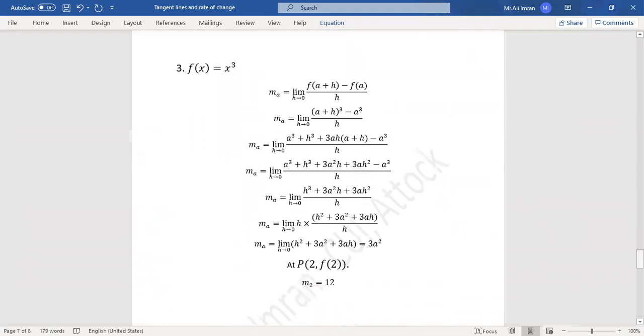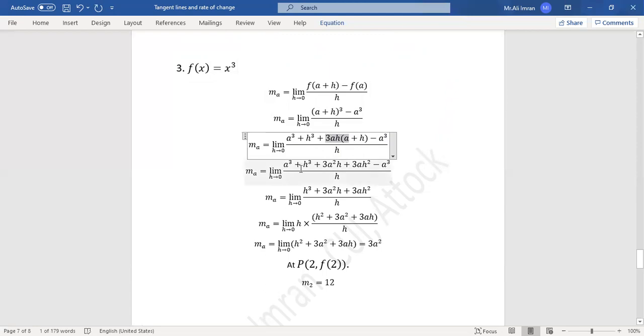Now we will do question number 3. F of x is equal to x cube. The formula of the slope of the line at A is equal to limit h approaches 0, f of a plus h minus f of a divided by h. If we use this function, instead of x we will put a plus h: a plus h cube minus a cube, and opening the cube we will get a cube plus h cube plus 3ah into a plus h minus a cube. Now simplify these factors.